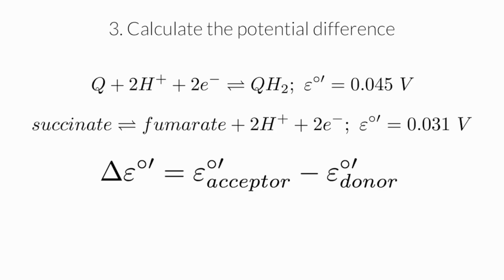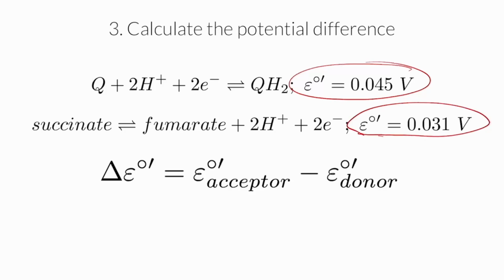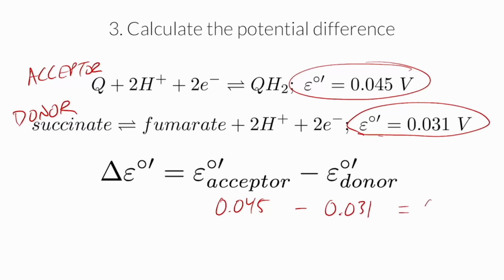So if we look in a table at these 2 reactions, we would see that this one has a standard state reduction potential of 0.05 volts. This one has a potential of 0.031 volts. This is our acceptor on the top, right? We didn't have to flip that one over. This is our donor. Take the difference in those 2 values: 0.045 minus 0.031. That is going to give us 0.014 volts. That is the potential difference between these 2 molecules.